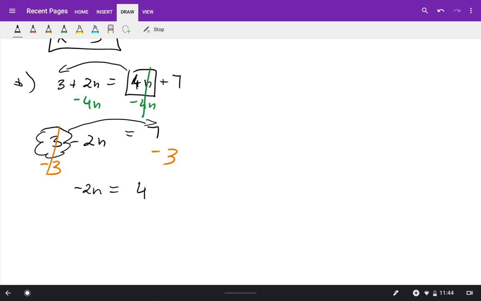In the last step, we're trying to solve the equation for n. We have negative 2 times n. So to undo the multiplication, we need to apply division. You're going to divide both sides by negative 2. And that will give you n equals negative 2. Okay.